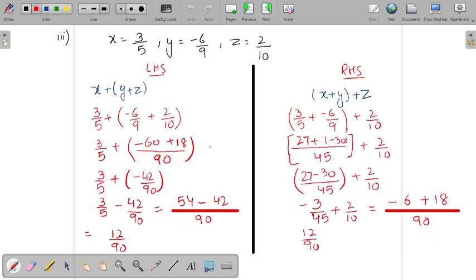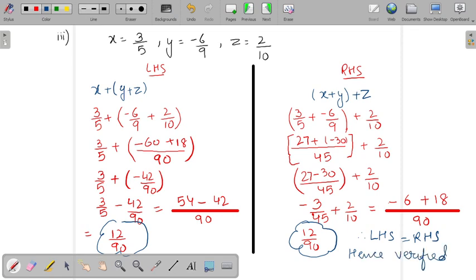Next part. Similarly, in the third part, again substitute these values in LHS, and after solving it, you will be getting this term. Same way in RHS, if you substitute the values and solve it, after solving you will be getting this term. So 12 by 19, and in RHS also you will be getting the same 12 by 19. So how will you end up? Therefore LHS equal RHS, hence verified.